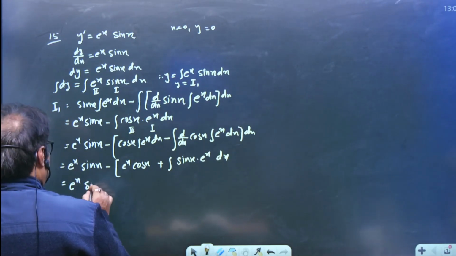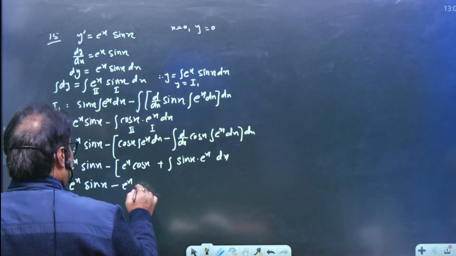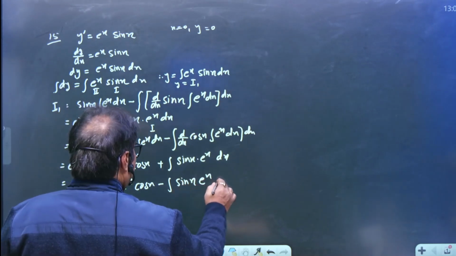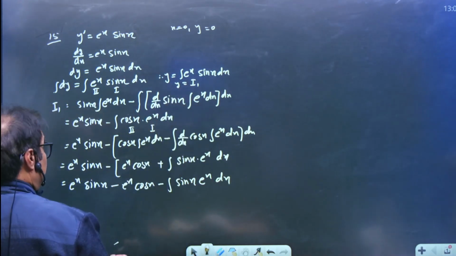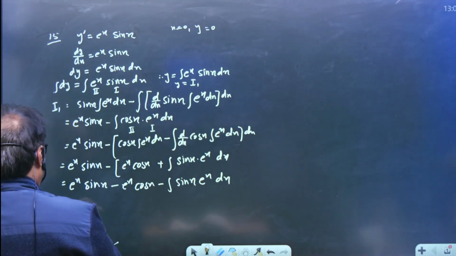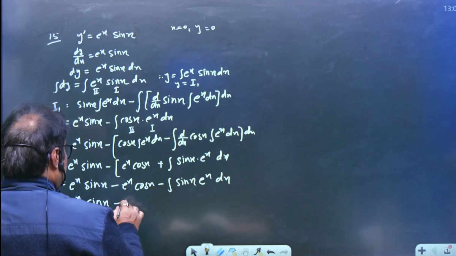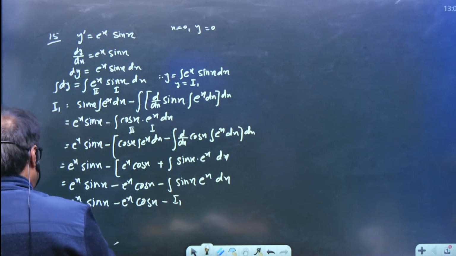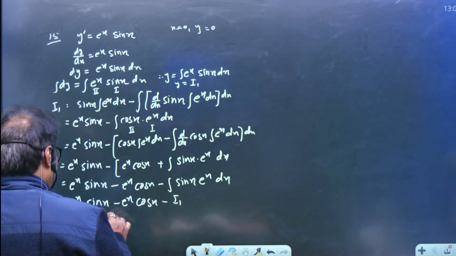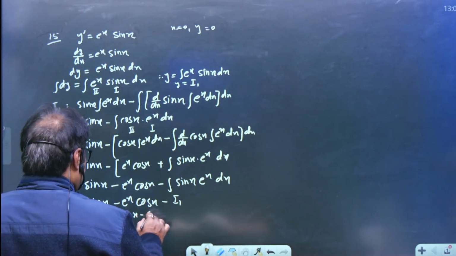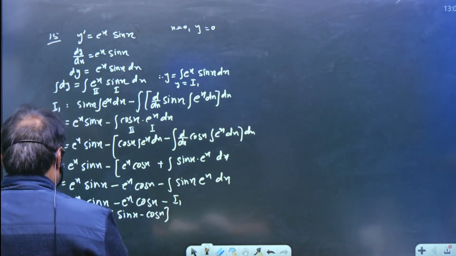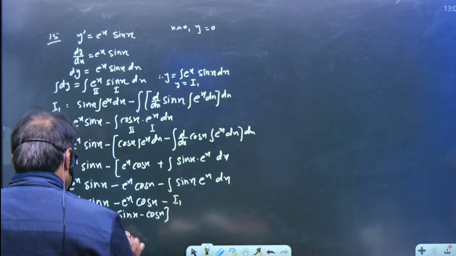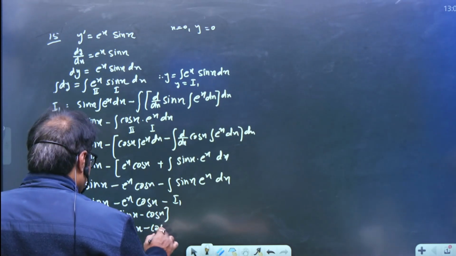So e to the power x sine x minus e to the power x cos x, and minus integration of sine x into e to the power x dx, which is equal to I1. So I1 is equal to e to the power x sine x minus e to the power x cos x, and minus I1. So 2I1 is equal to e to the power x, we can take common, sine x minus cos x. So the value of I1 is equal to e to the power x by 2 into sine x minus cos x.